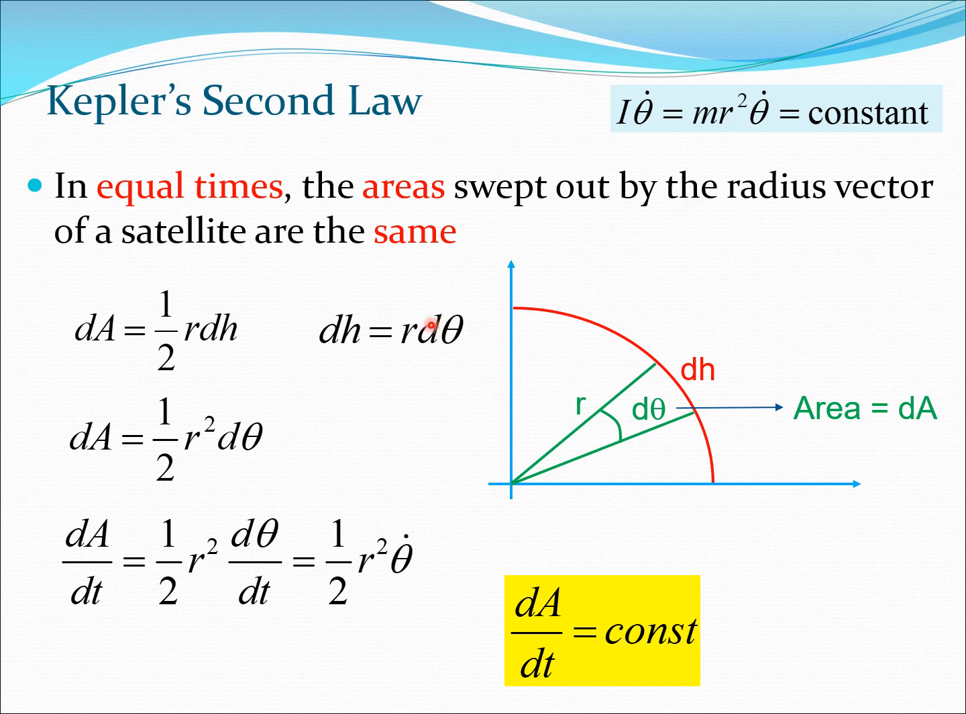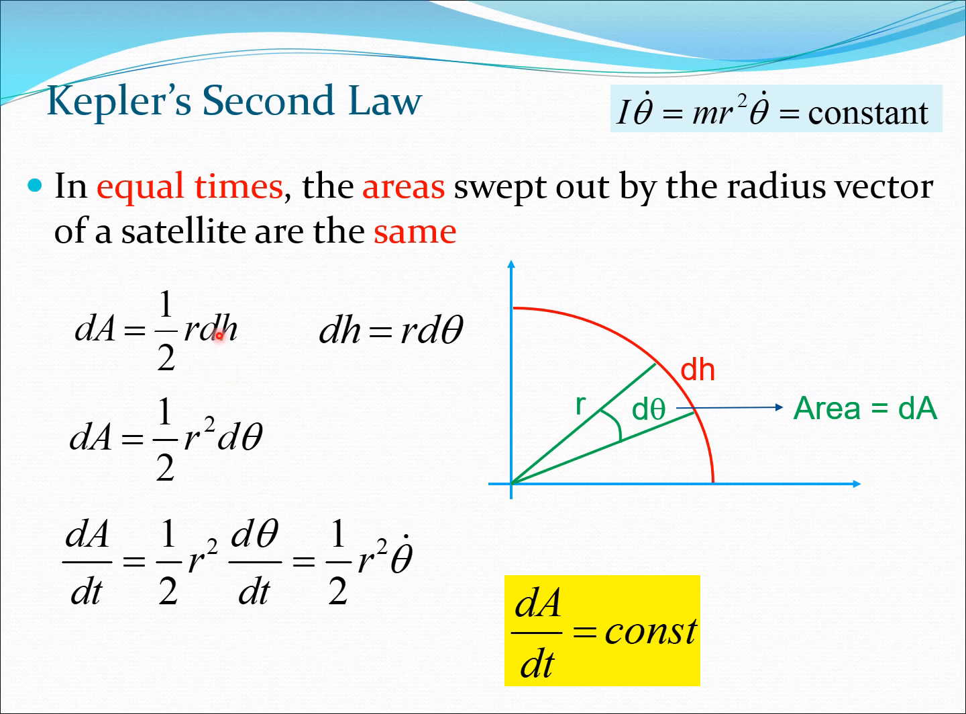So now let's come to Kepler's second law, and Kepler's second law says that in equal times the areas swept out by the radius vector of a satellite are the same. If we look at a typical orbit, which I have drawn in red here, and we look at the center of the body or the Earth, the distance is some r. Now the angle here is d theta, and therefore the area of this sector is going to be given by this particular size here. So let us do some basic geometry and get an estimate for dA.